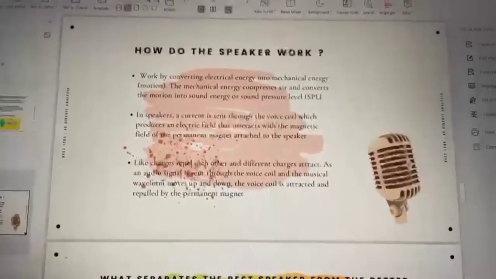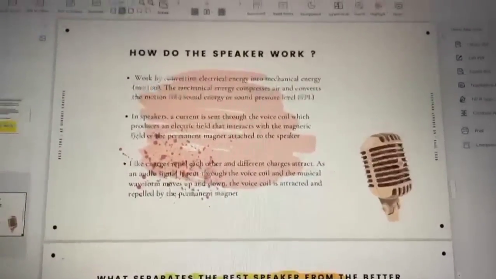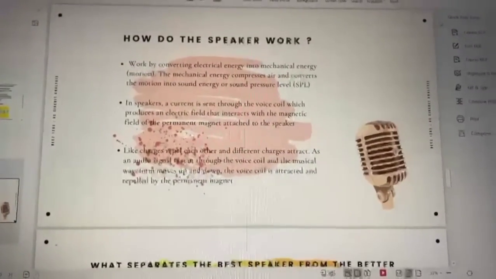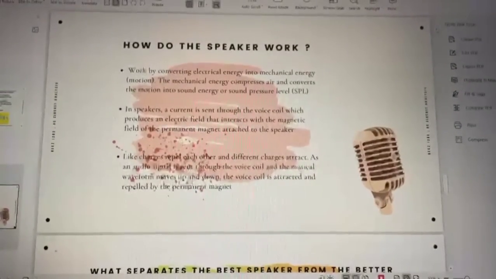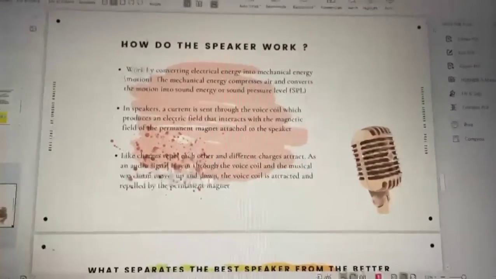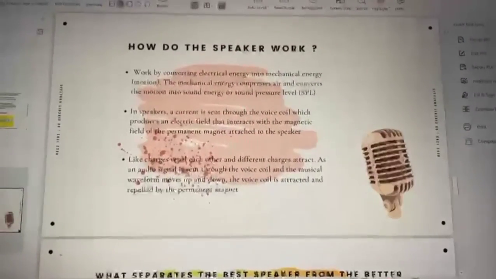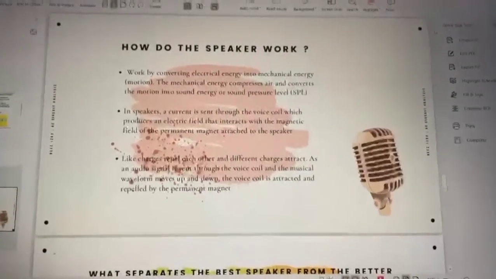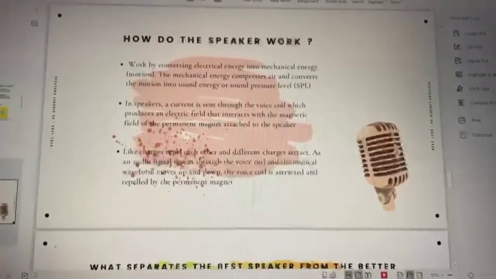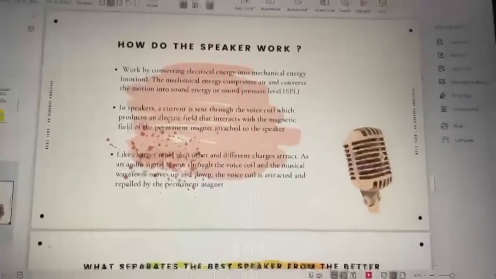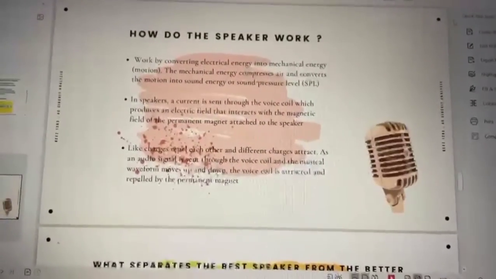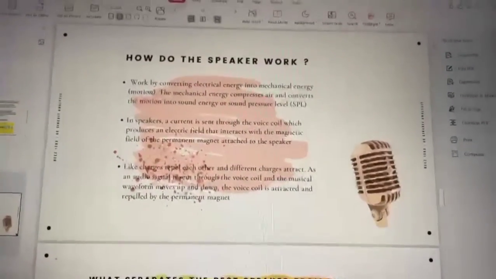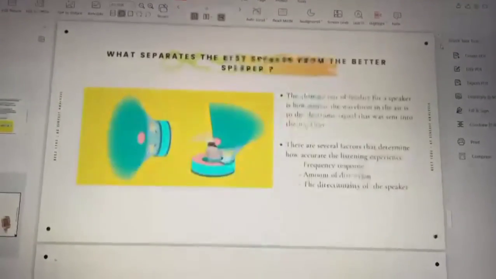How do the speaker works? It works by converting electrical energy into mechanical energy motion. The mechanical energy also compresses air and converts the motion to sound energy, which delivers the sound. In speakers, a current is sent through the voice coil, which produces an electric field that interacts with the magnetic field of the permanent magnet attached to speaker. Like charges repel each other and different charges attract, as an audio signal is sent through the voice coil and the musical waveform moves up and down.